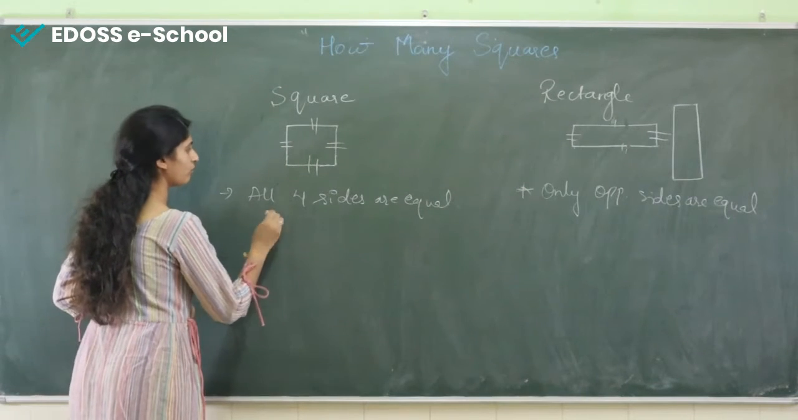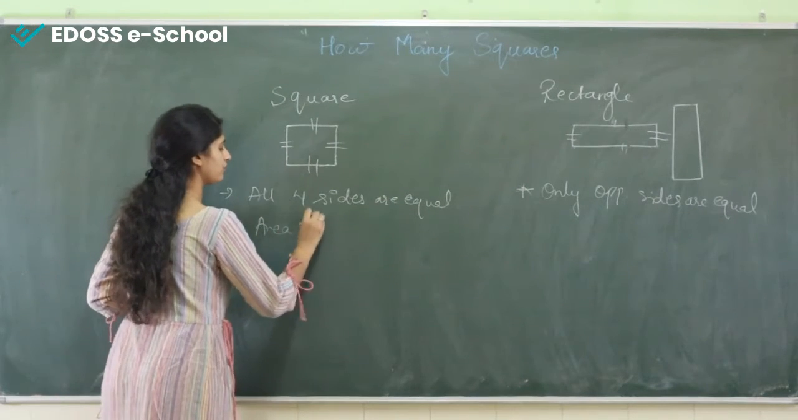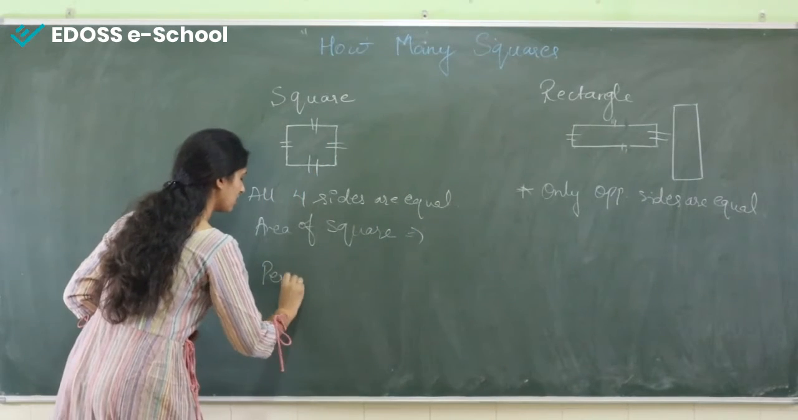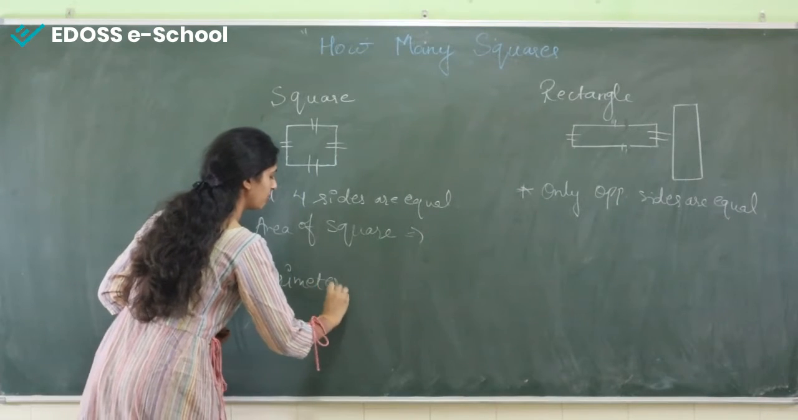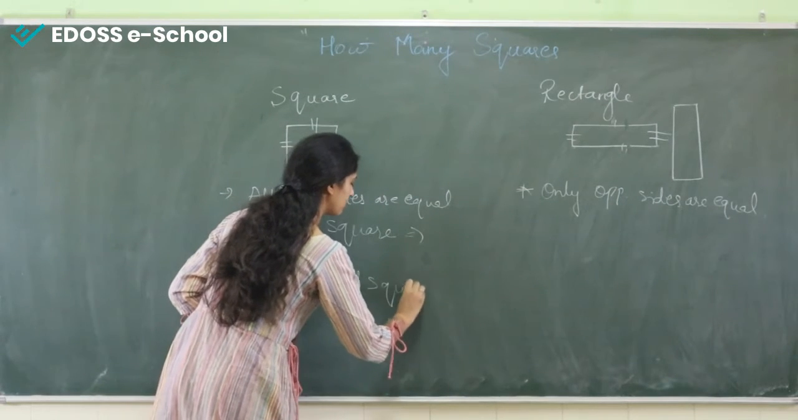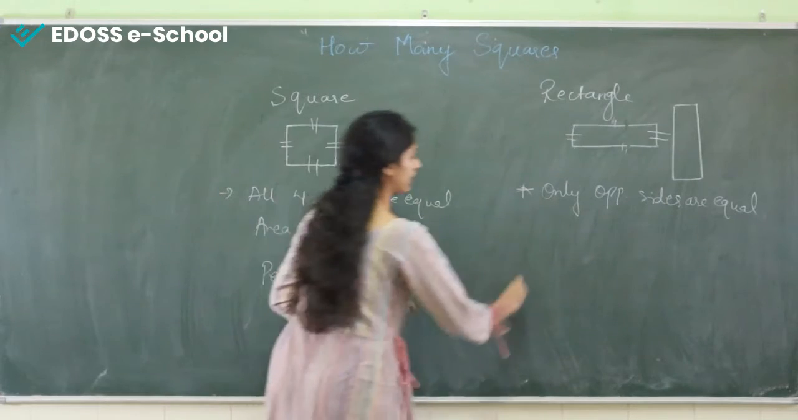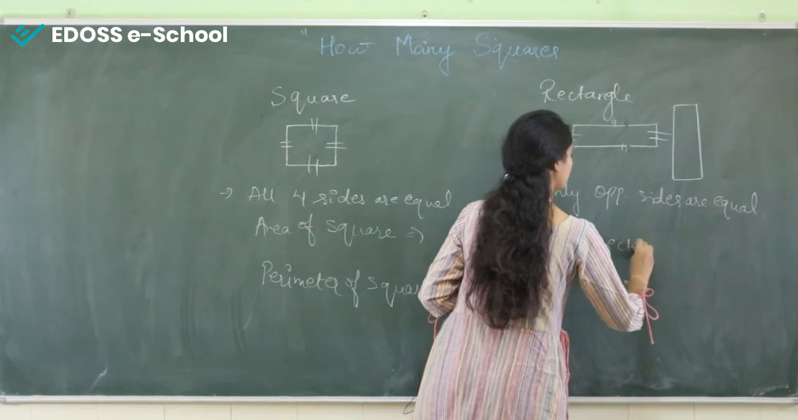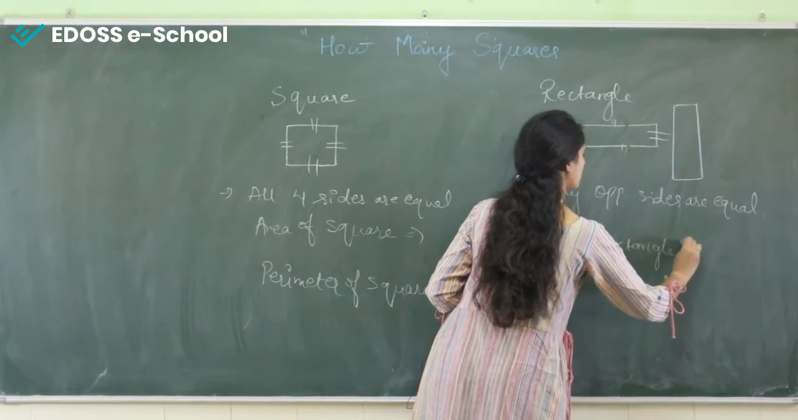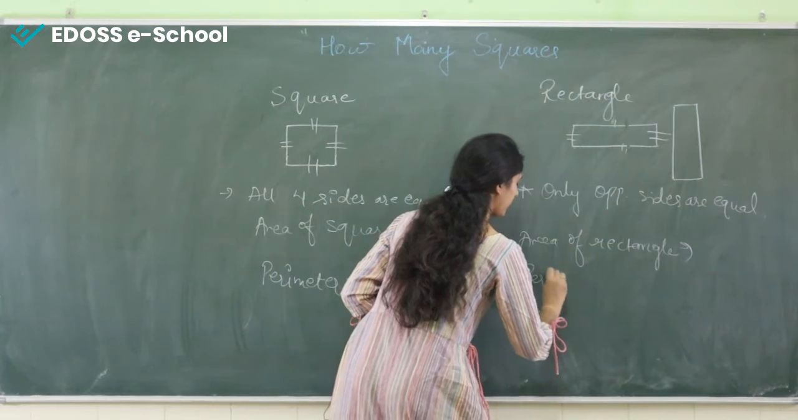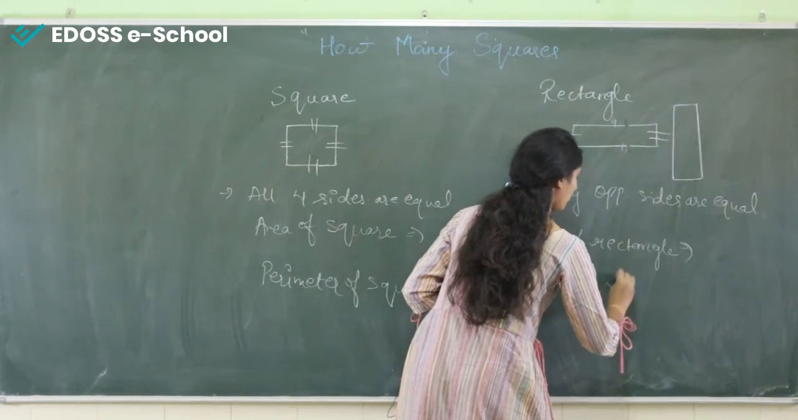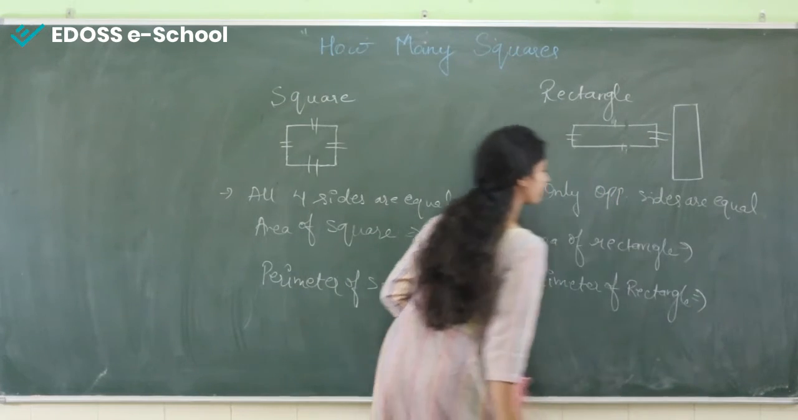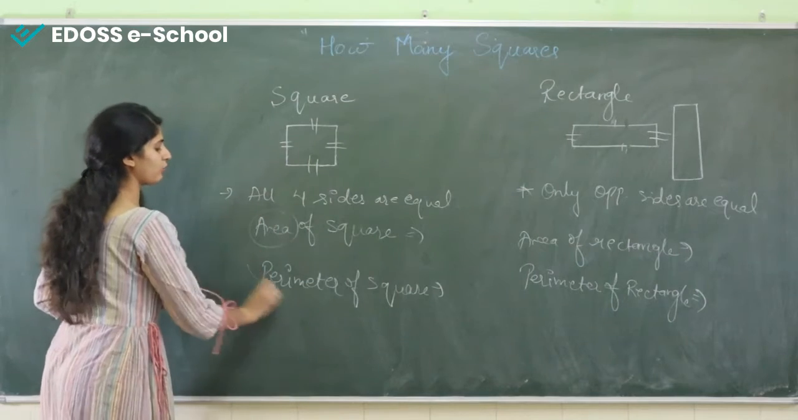So now here are some formulas, that is area of square and perimeter of square, and here area of rectangle and perimeter of rectangle. But we should know what is area and what is perimeter.